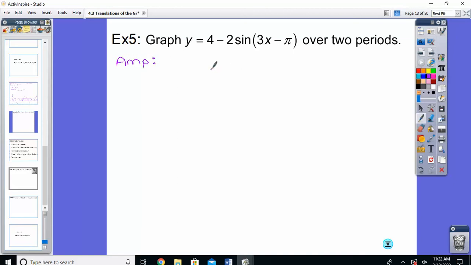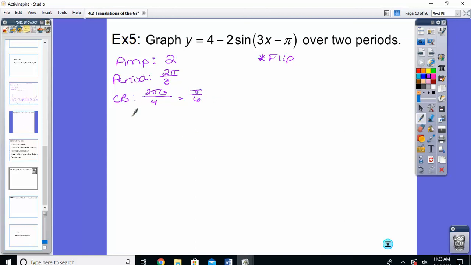Amplitude, 2. Because of the negative in front of the 2, I know my graph will flip. Period will be 2 pi divided by 3. Count by period divided by 4, and you get pi over 6.